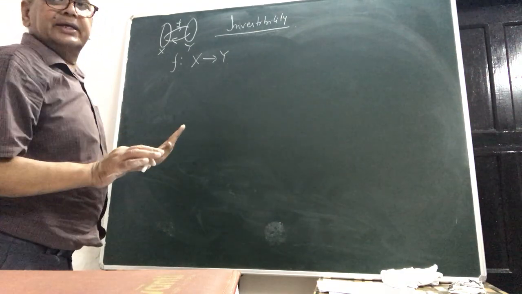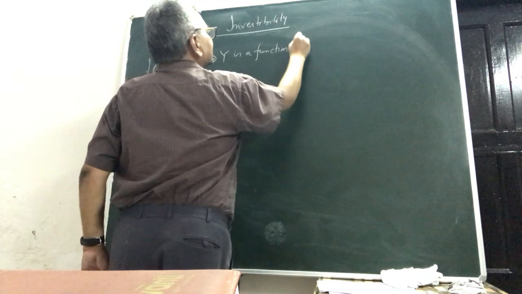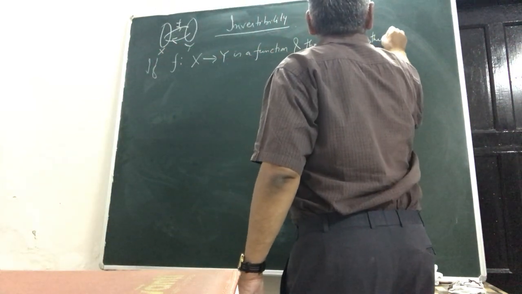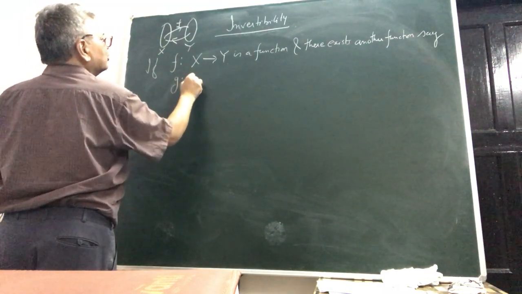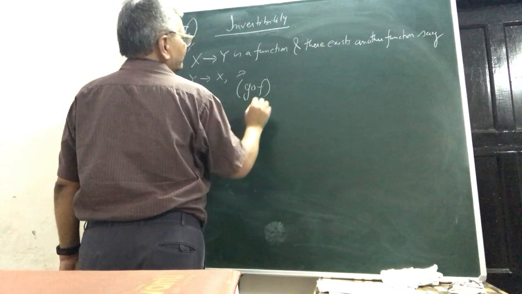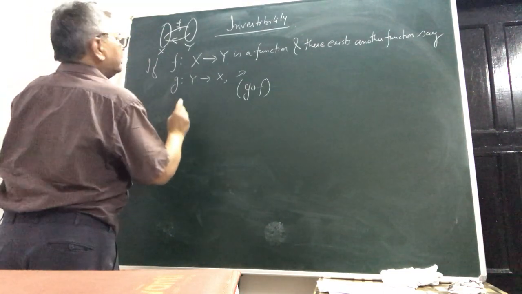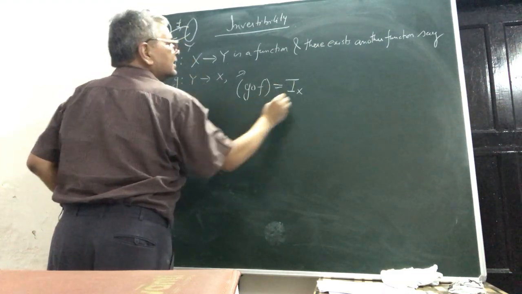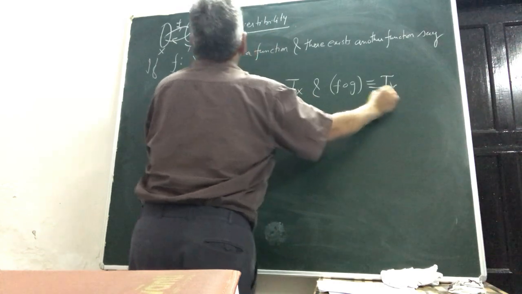So first let me write it. If f from X to Y is a function, and there exists another function, say g, from where to where? From Y to X, such that what should happen? GOF. Now, GOF will be a function from where to where? Please see, it will be a function from X to X. I will explain it later on. GOF is equal to IX, that is the identity function, and FOG is your IY, that is the identity map on Y.